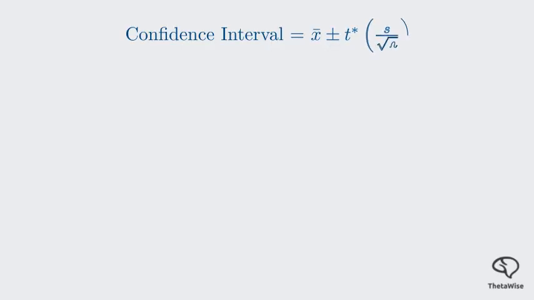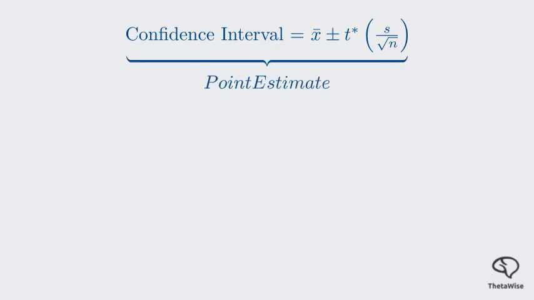Let's put it all together. Here is the formula for a confidence interval for a mean using the t-distribution. The formula is the sample mean, x bar, plus or minus the t-critical value, t star, multiplied by the standard error of the mean, which is the sample standard deviation, s, divided by the square root of the sample size, n. Let's break down each part.